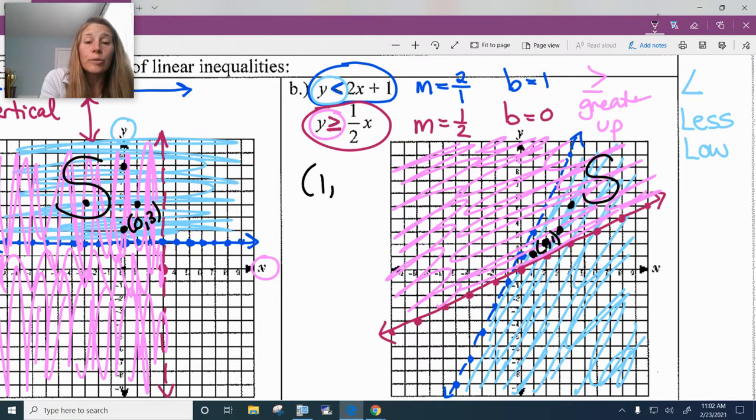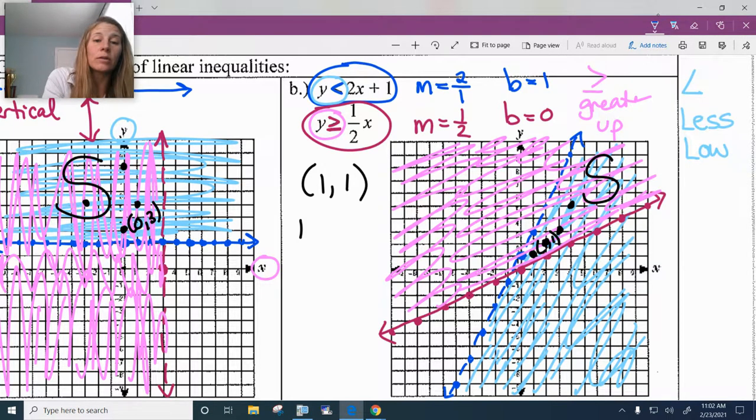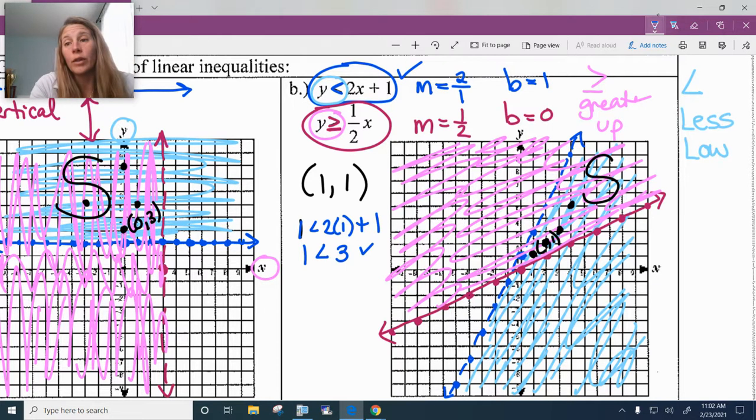So if I choose (1, 1), I would put 1 in for my y. I'm going to check the first inequality first here in the blue. Then I have 2 times 1 plus 1, so that gives me 3. 1 is less than 3, so I know I'm good there.